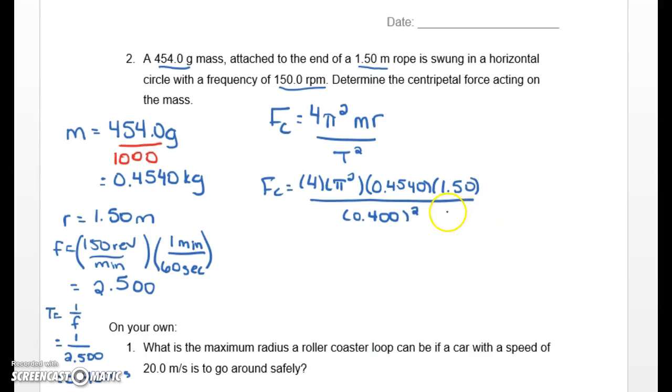So next what you guys can do is, you have two options. You can either plug this all into your calculator all at once. Just be careful that this square only applies to the pi. And what I'll do in the video is I'm going to do my numerator, do my denominator, and then I will simplify my answer afterwards. So I'm going to plug in 4 times pi squared times 0.4540 times 1.5 into my calculator, and I end up with 26.884. And just considering my sig figs here, I have 4 in my mass, 3 in my radius, which means that my answer is going to go to 3 in total.